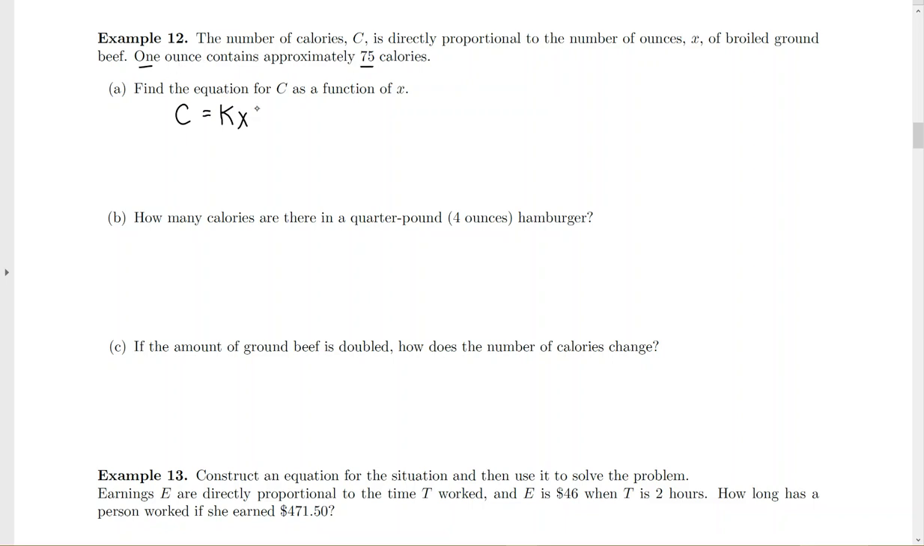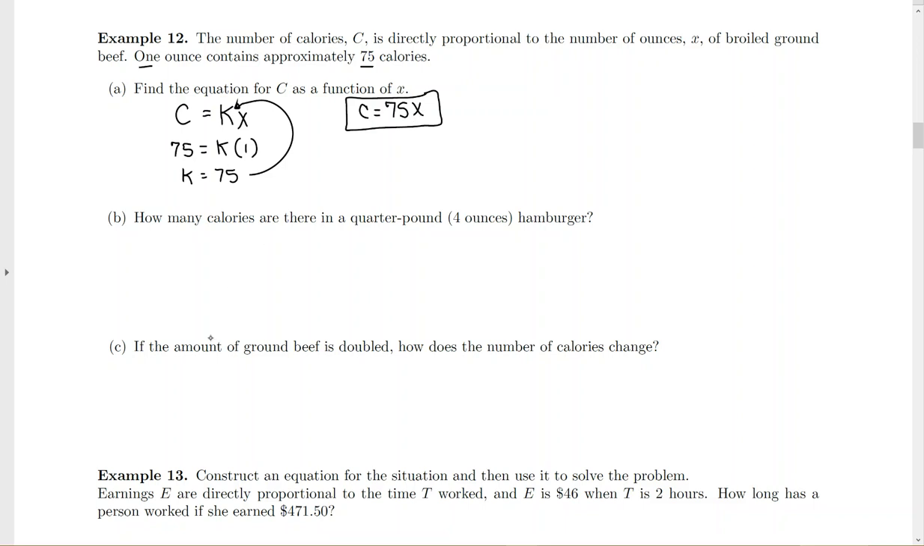So we have 1 ounce and 75 calories. So the 75 goes in for C. The K is what we're looking for, our slope, and our X is 1. So K times 1 is K. K is going to equal 75. So my equation, plug that 75 back in there, is C equals 75 times X. That's my final answer. That's my C as a function of X.